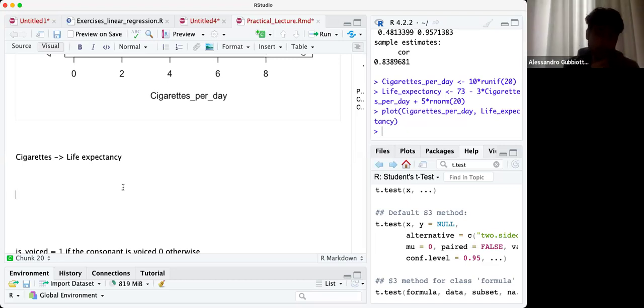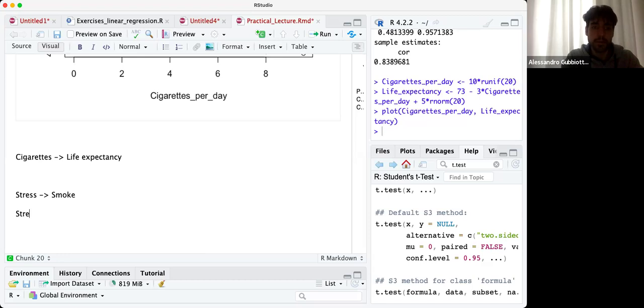Okay, that could be an explanation. Also, maybe smoking is due to stress. So stress, or risks. But I mean, stress maybe makes you both smoke more and also drink more. And drinking is bad, so this causes a lower life expectancy.